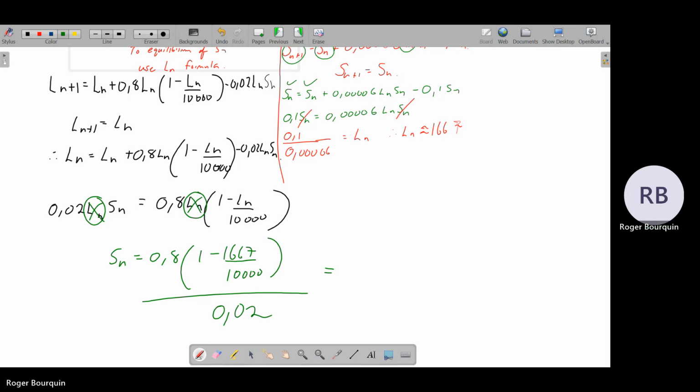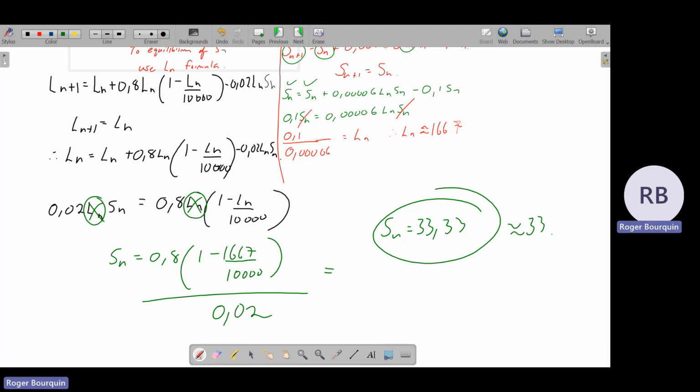33 about. Yeah. So Sn is equal to 33.33. Okay, so aren't you supposed to say 30? So it's approximately 33. Okay. All right, awesome. We ran out of time. This is a short one. Okay, I want to just go back a page to the other model.